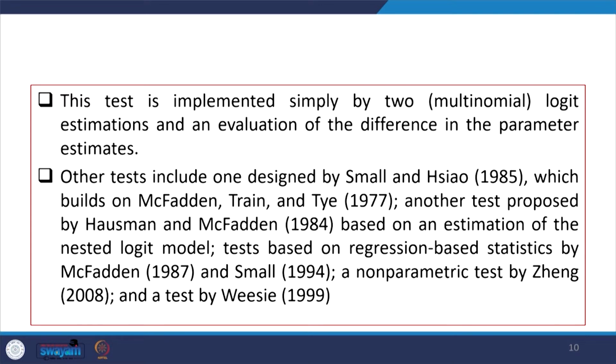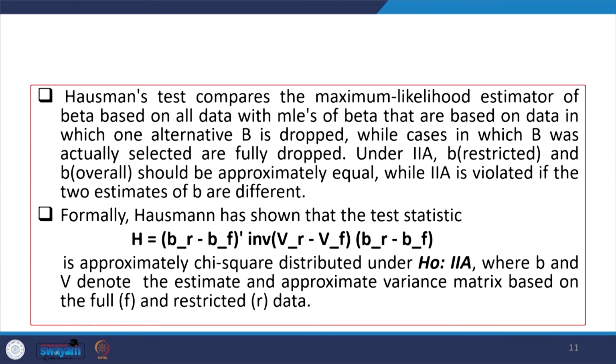Then there are tests based on regression statistics by McFadden in 1987 and Small in 1994. A non-parametric test was also suggested by Jane, and a test by Wheezy in 1999. The Hausman test compares the maximum likelihood estimator of beta based on all data with maximum likelihood estimates of beta based on data in which one alternative is dropped, while cases in which that alternative was actually selected are fully dropped.